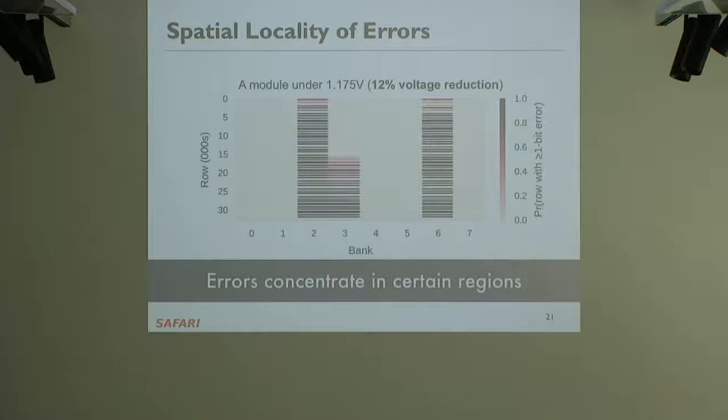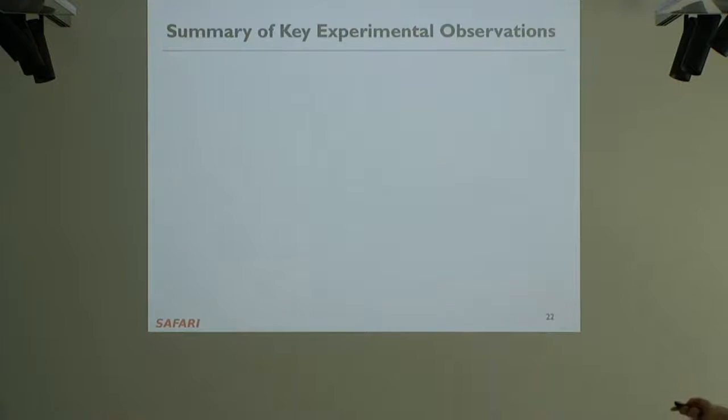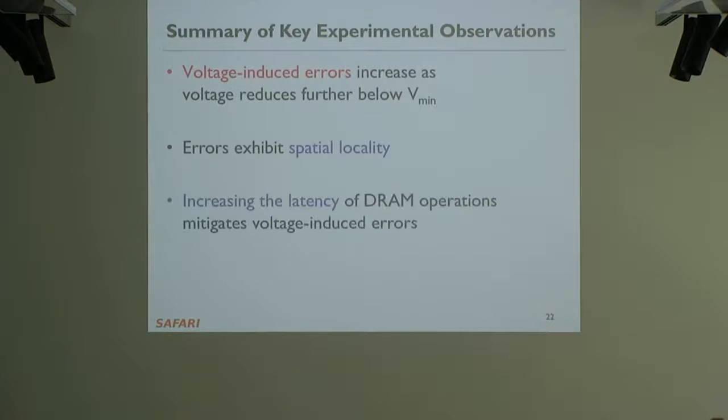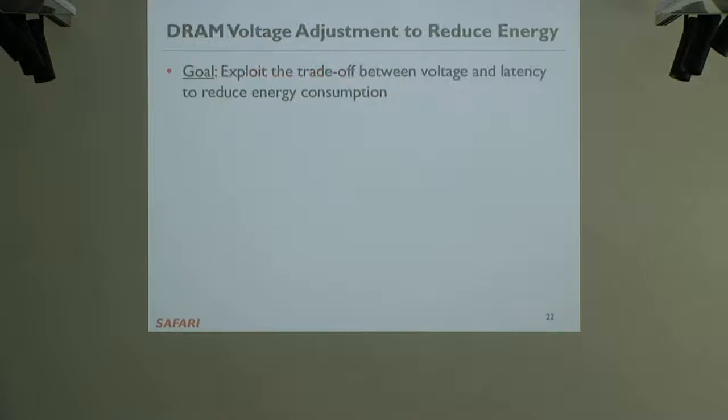But the takeaway is errors concentrate in certain regions, and you can profile for this. If you have an intelligent memory controller, again, an intelligent memory controller can figure all of this out. It's not that hard. It just takes time, and you need to develop simple profiling methods. But we've been discussing profiling for some time. Maybe there are ways of reducing the cost of that profiling. Okay, so basically the summary is voltage-induced errors increase as voltage reduces below some Vmin. Errors exhibit spatial locality, and increasing the latency of DRAM operations mitigates voltage-induced errors.